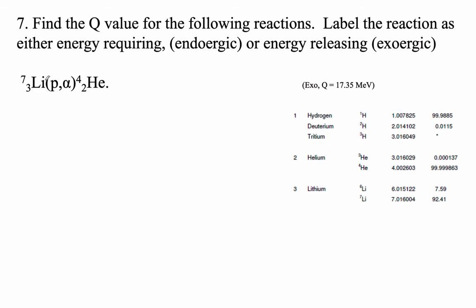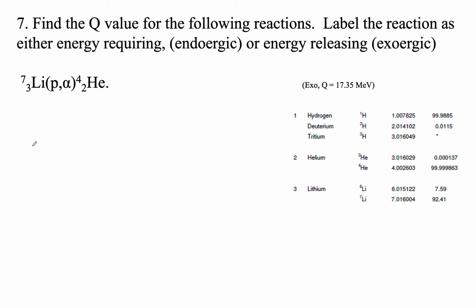Let's unpack that. This is a lithium-7 atom bombarded by a proton, releasing an alpha particle, and the resultant nucleus is a helium atom. Now, understand that these are both the same thing. These are two ways of writing the same thing, right? So that's kind of an interesting reaction. But let's take a look at this.